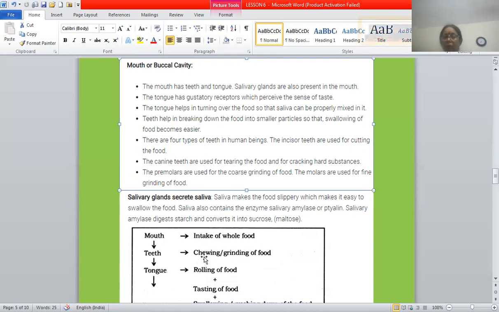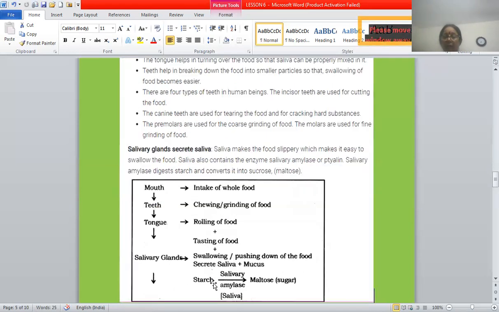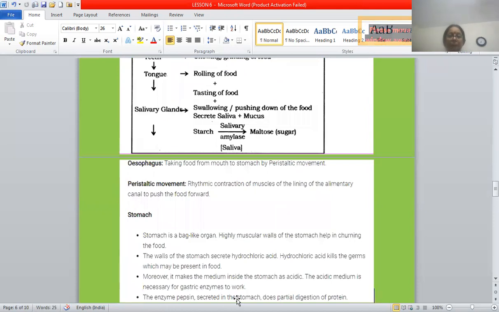Mouth: intake of whole food. Teeth: chewing, grinding of food. Tongue: rolling of food plus tasting of food. Salivary glands: secrete saliva plus mucus. Swallowing: pushing down of food. Food containing starch is broken down into maltose with the help of salivary amylase.